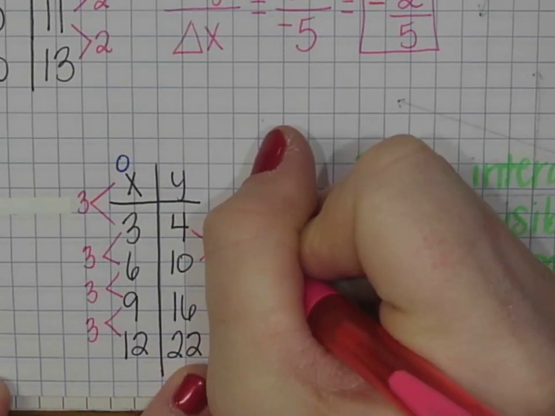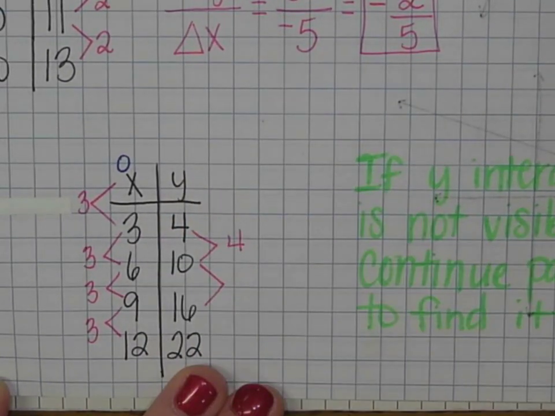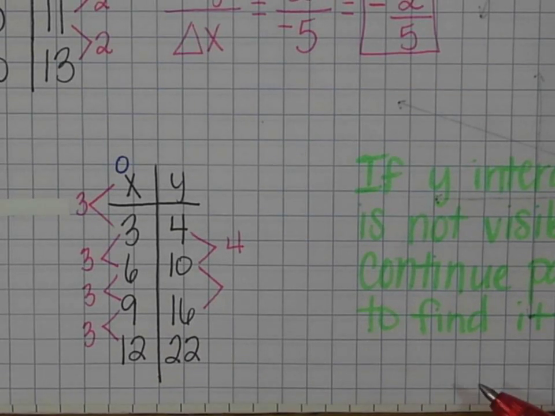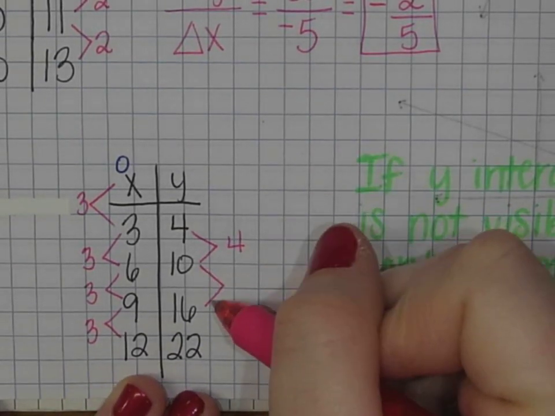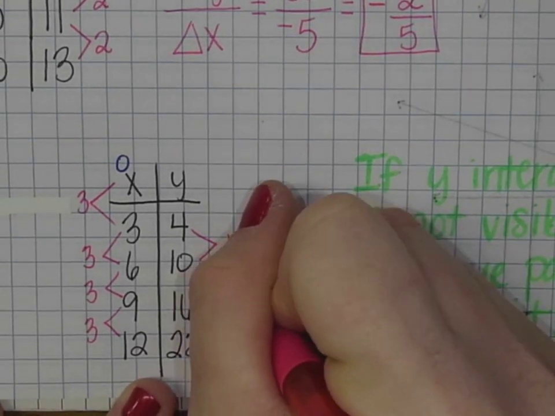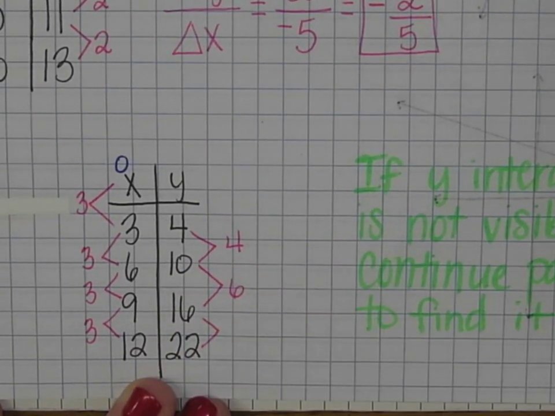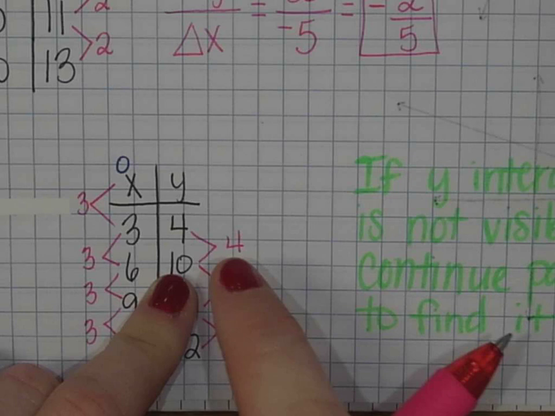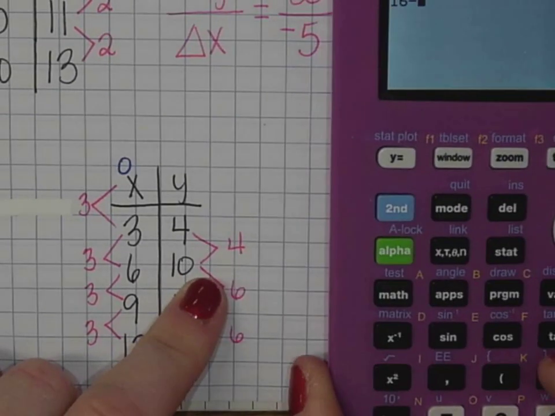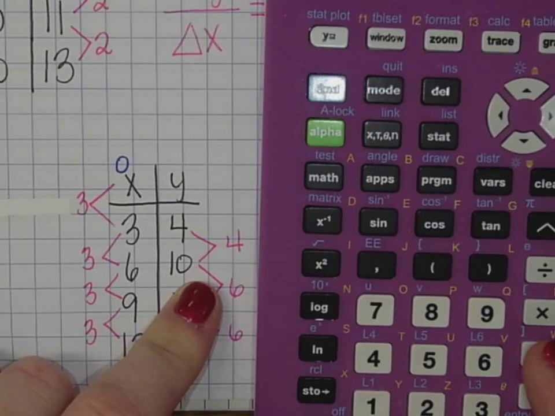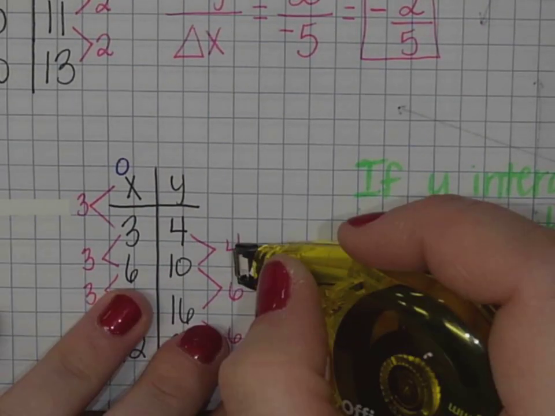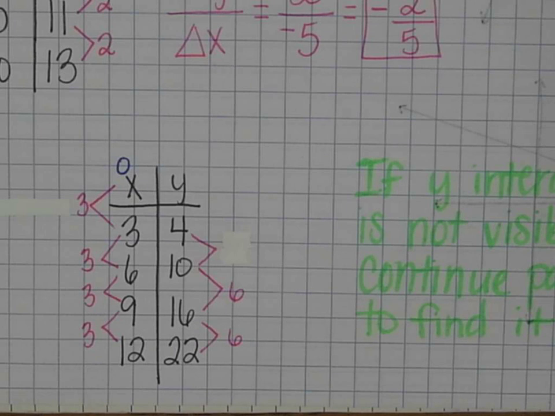Now from 4 to 10, that goes up 4. And then 10 to 16, that's 6. 16 to 22 is also 6. Oh, there's my problem, sorry. From 4 to 10, that's not 4. 10 minus 4 is 6. Sorry, I'm not being very smart this morning. Or I just made a simple mistake, whichever.